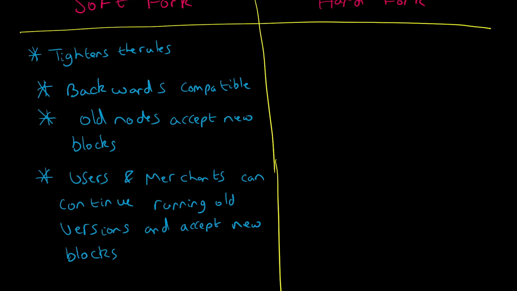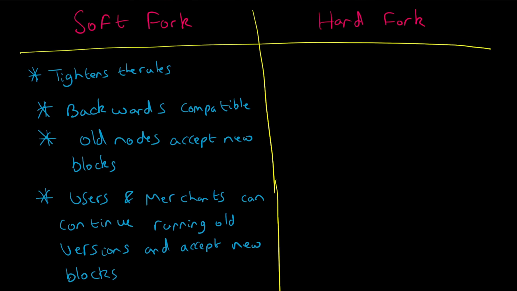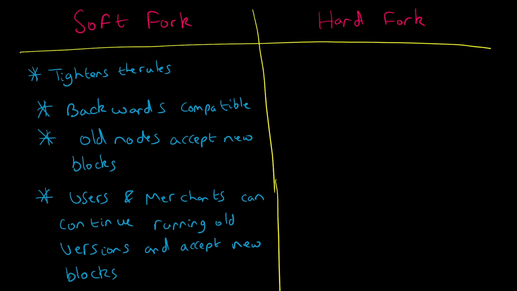They don't force users and merchants to upgrade. They can still use the network. So that's amazing, because if you have a piece of software, I'm sure you've been in the situation with an app, for example, where they're forcing you to upgrade, or otherwise you just can't use it, or you can't use some of the new features. So that is obviously very annoying. Whereas with a soft fork, this would not happen.